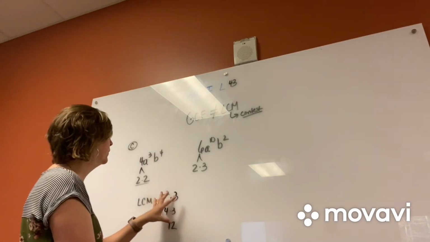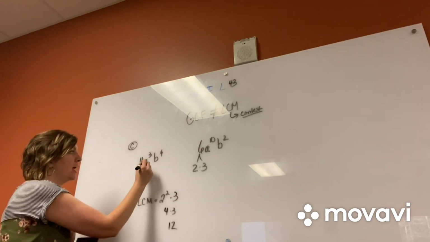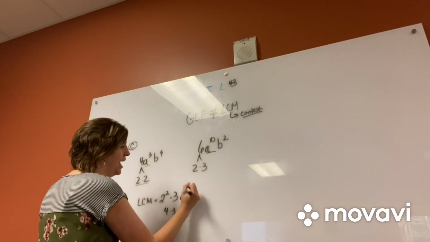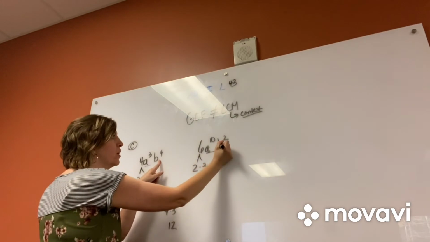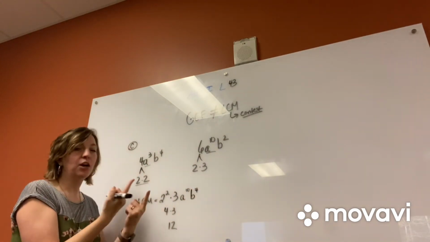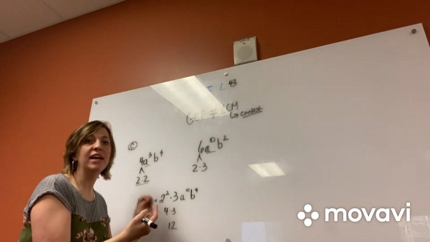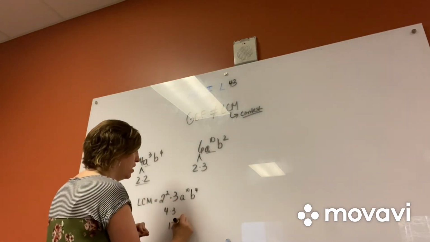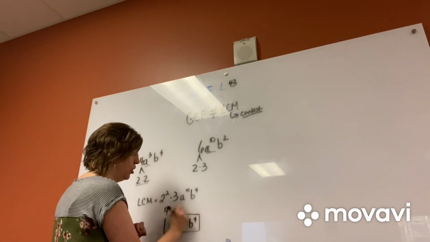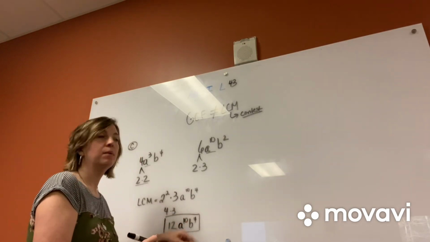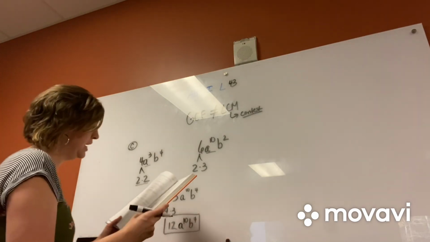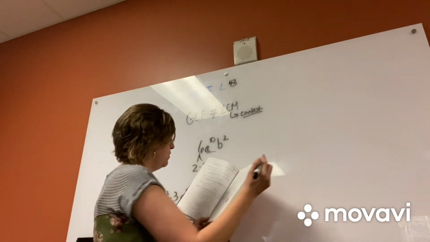So that's my number. Now I've got to take a look at my variable. I've got a cubed or a to the 10th. Which one wins? A to the 10th. B to the 4th, b squared. Which one wins? B to the 4th. Notice I don't add them together. I'm using the greatest number of times it appears in one. So what is my least common multiple? 12, a to the 10th, b to the 4th. That is letter C. Let's do D together since C was so easy.